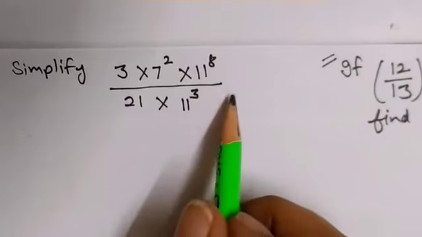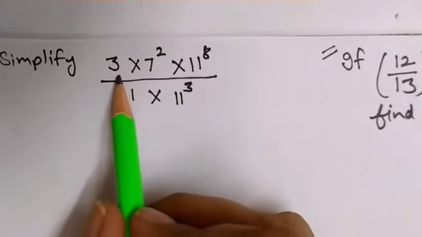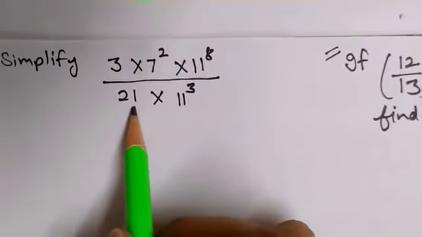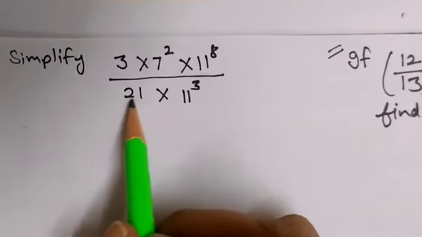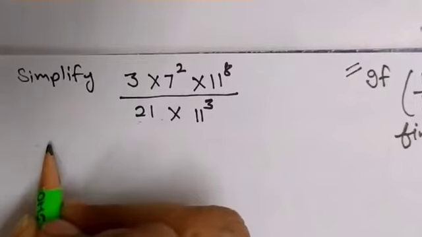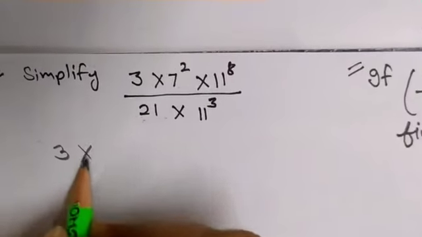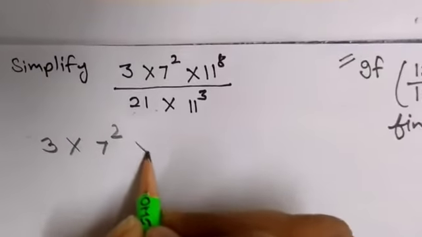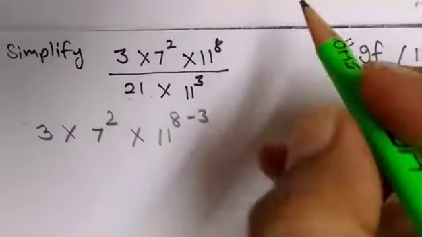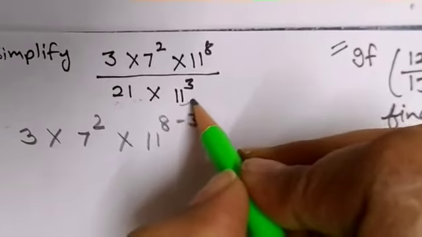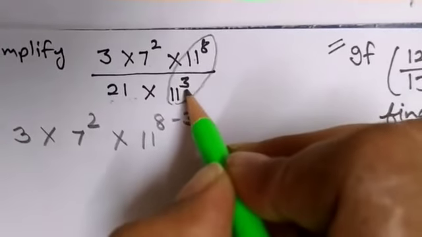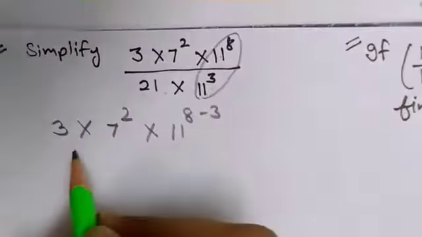Next question is simplify. We see that 3 is a prime number, 7 is a prime number, 11 is a prime number, but 21 is not a prime number. So first we convert the 21 into prime factors. We write 3 multiply 7 raised to the power 2, multiply 11 to the power 8 minus 3, because bases are same, then power will be subtracted in division case. क्योंकि हमारे पास दोनों के base same है और ये divide हो रहे हैं, then power will be subtracted.